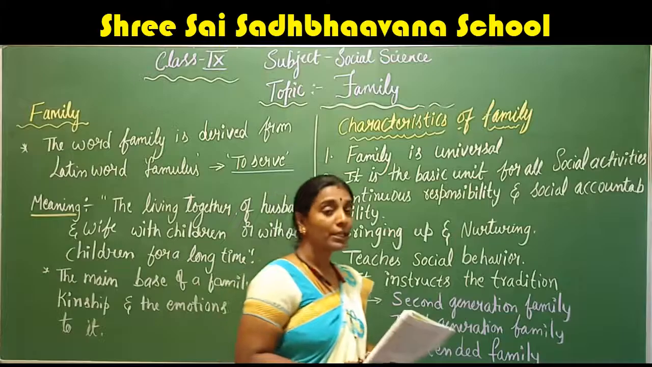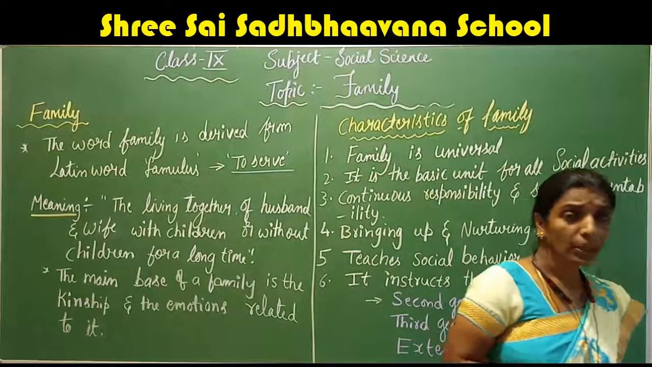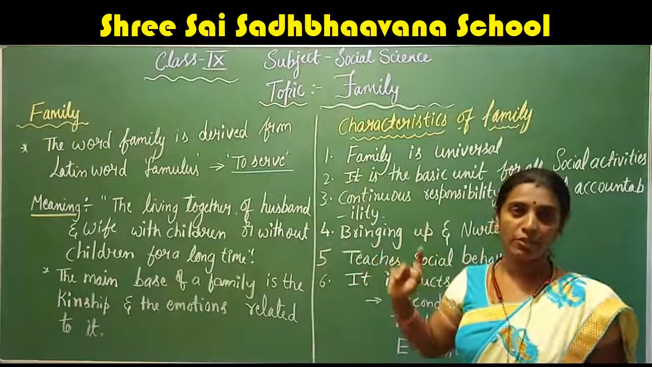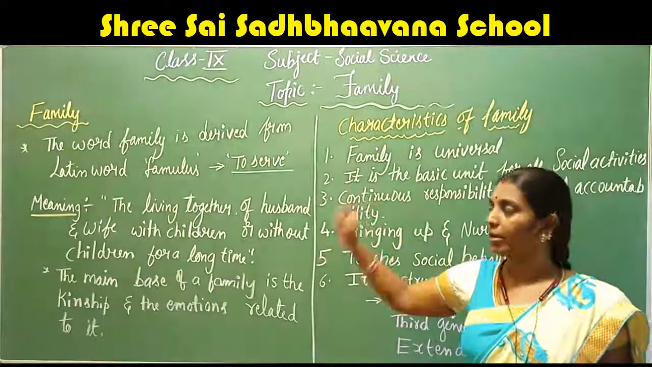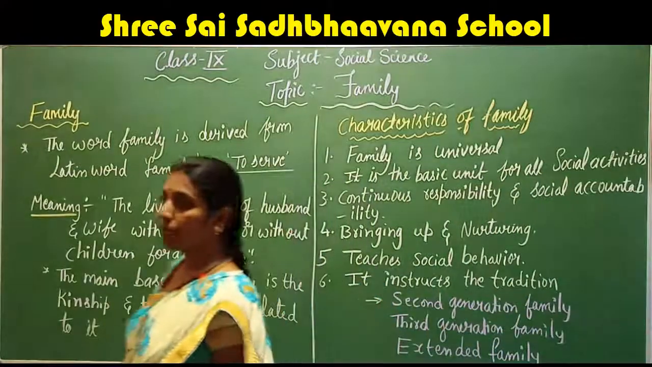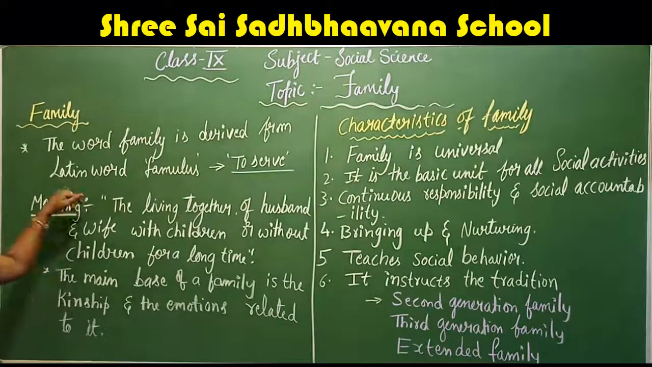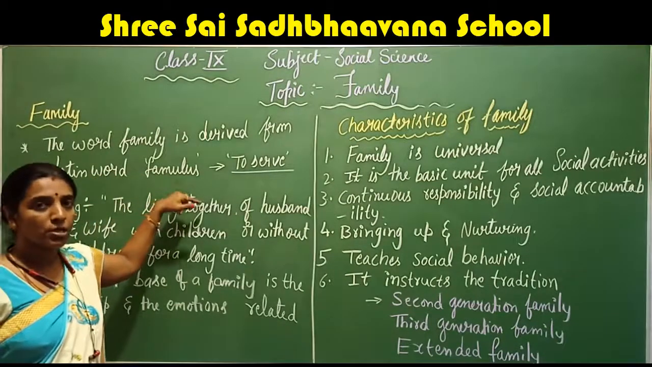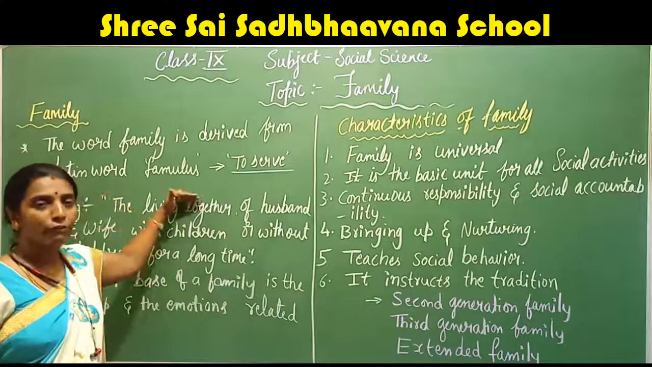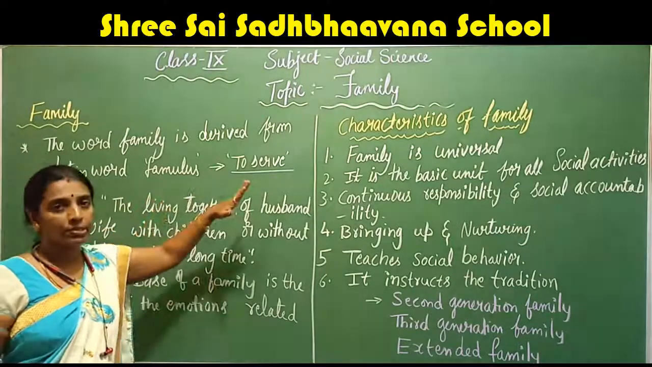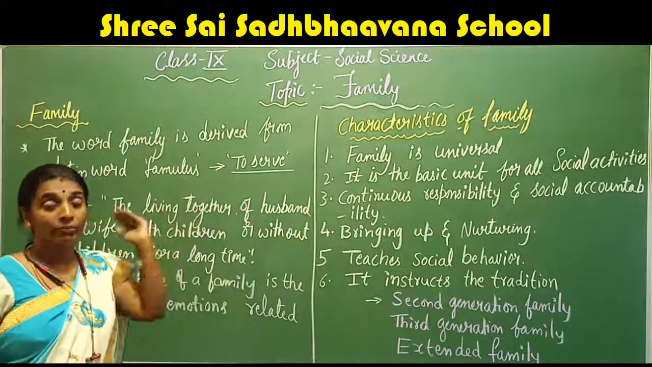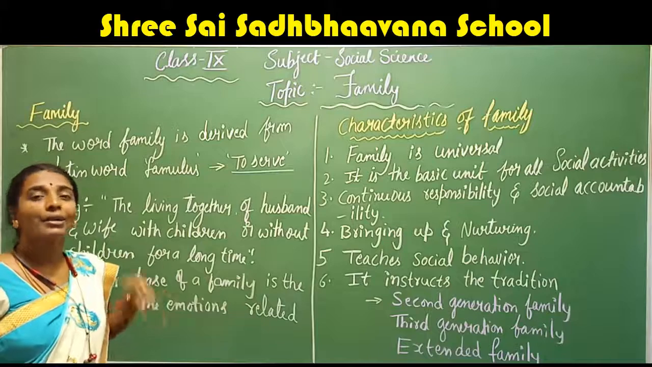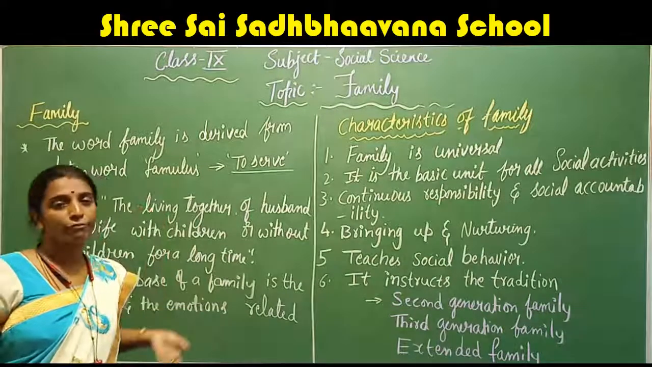Okay, children, we'll continue with types of family. I hope you understood so far what is family and the meaning of family and characteristics of family. Once again, I will revise. Children, the word family is derived from the Latin word famulus, to serve. See, this is an ancient word. So when we consider this Latin word famulus, that means to serve, it gives a different meaning, that in ancient families, not only parents were included, even the other members are also included.